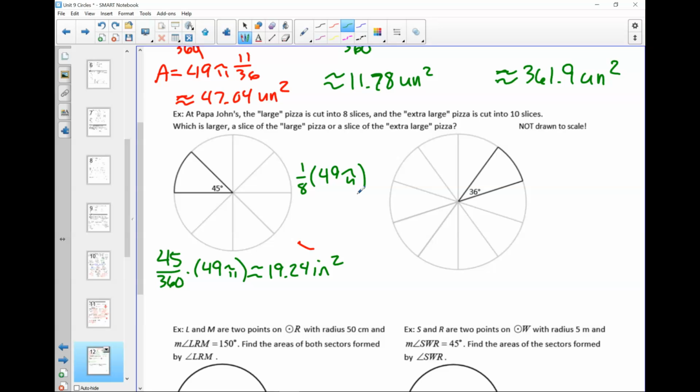Okay, over here, we have 36 over 360 times 64 pi. And that is approximately 20.11 inches squared. Notice that even though the pizza is cut into more pieces, the extra large piece of pizza is still bigger.